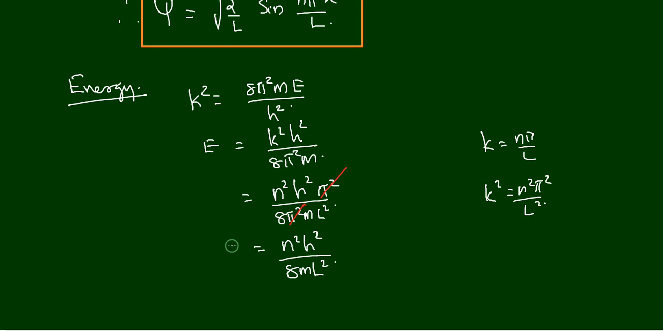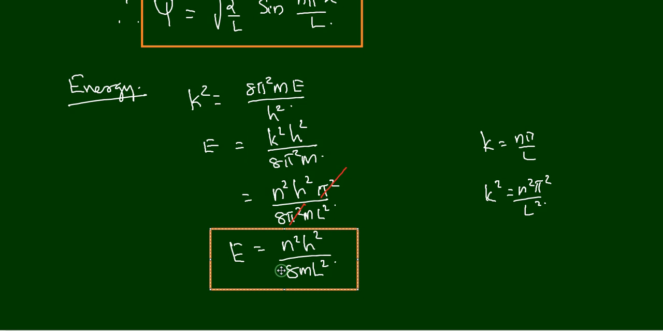So that is the energy of the system. See, the energy is equal to n square h square divided by 8 m L square. So let me put that in a box. That is very important for us. Energy of the system is n square h square divided by 8 m L square.